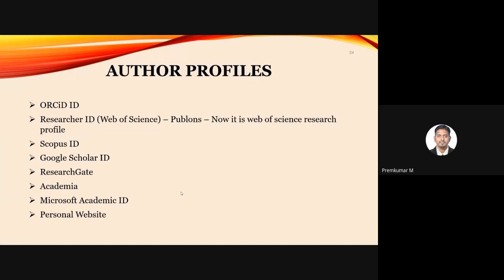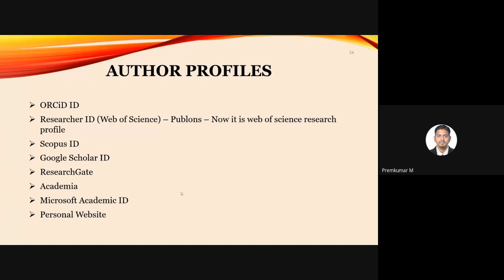Earlier it was handled by Publons, and now again it is handled by Clarivate Analytics. In this profile, you'll have all your Web of Science indexed journals, your citations of those journals, and your H-index. Everything will be disclosed. And if you do any kind of review or editing, that will be reflected in this profile. Then you should have a Scopus ID, the Scopus author profile.